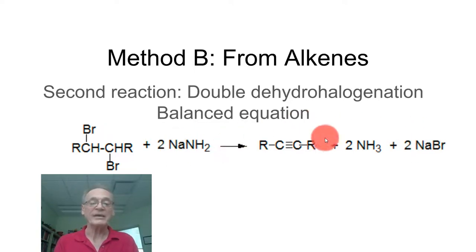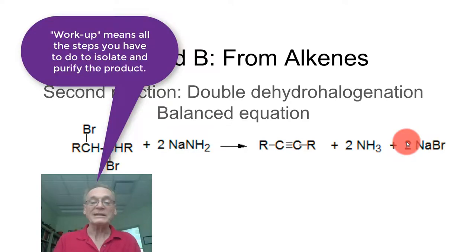We'll go through the details of how that happens when we do the mechanism in a minute, but what I want you to see is that the balanced equation is only a little bit tricky. You know that you're going to take your dihalide, you know you're going to add 2 equivalents of sodium amide, you know you're going to get an alkyne, and then the other things that are left over are 2 ammonias, which by the way is a gas and disappears out of the reaction mixture, which makes it a lot simpler. And then the other byproduct is just sodium bromide. That's an inorganic ionic compound. Typically it'll just crystallize out of the reaction mixture and you just filter it out and you're done. So the work up here is actually pretty easy.